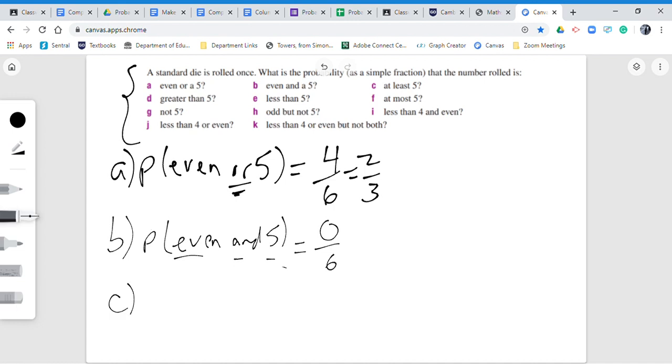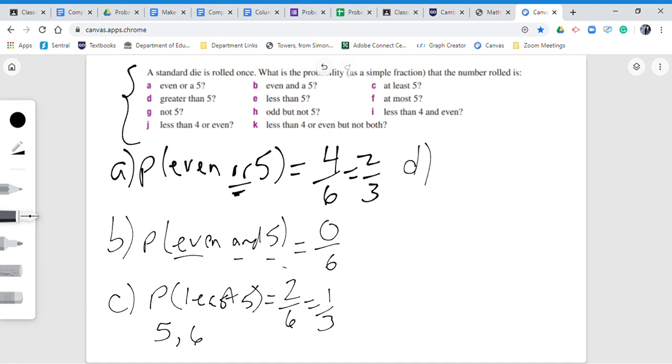C. With C, what's the chances that we have something that's at least 5? That says 5 is the lowest number, at least 5. So we could have 5 or 6 as the possibilities there. 5 would be the lowest it could be, and then you could have 6 as well. So at least 5 would be 2 out of 6, or 1/3.